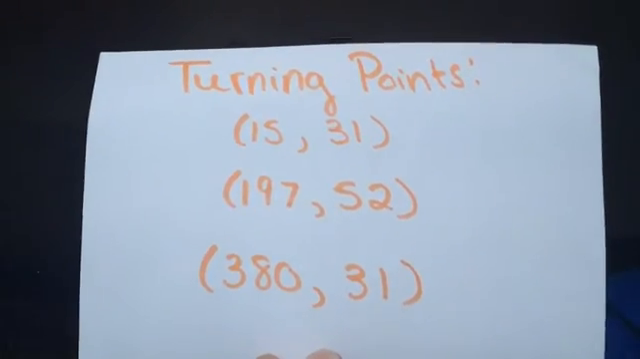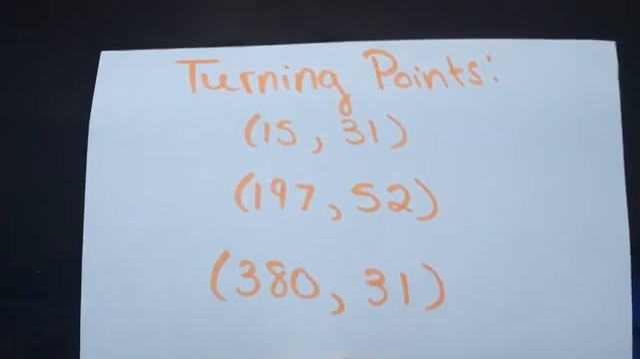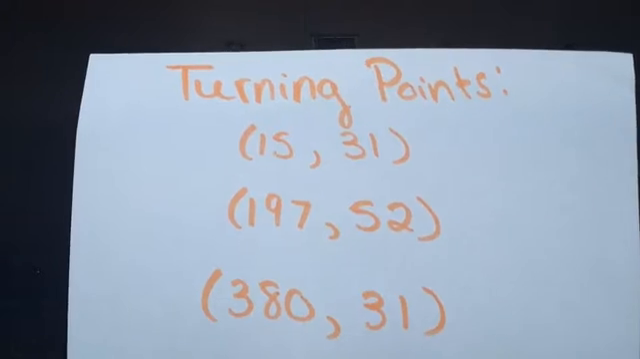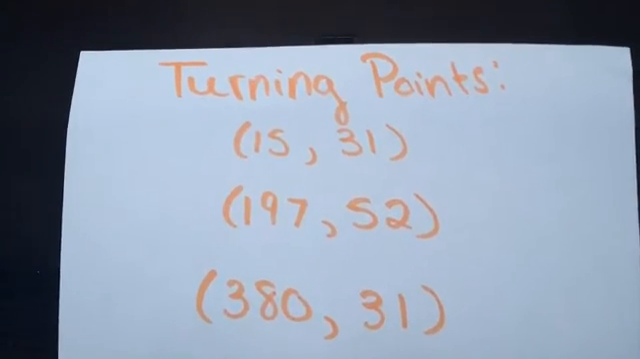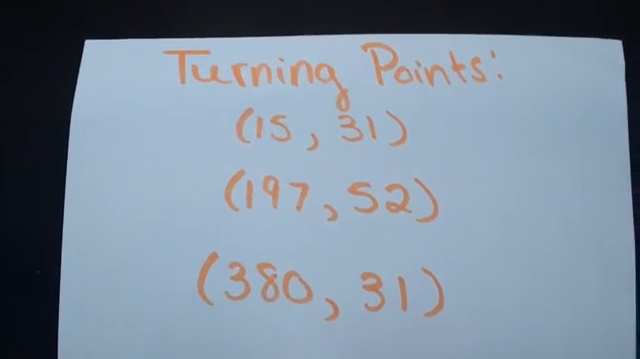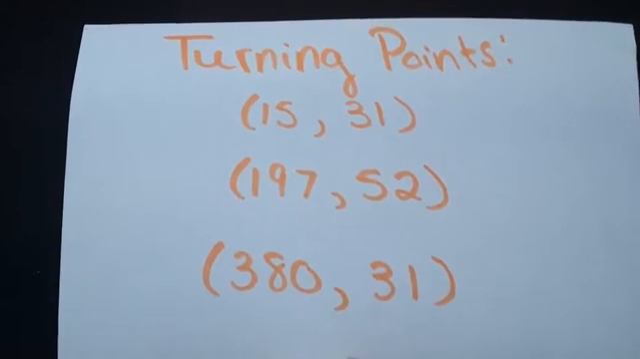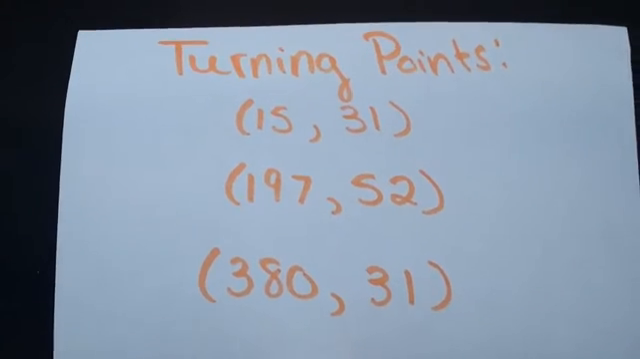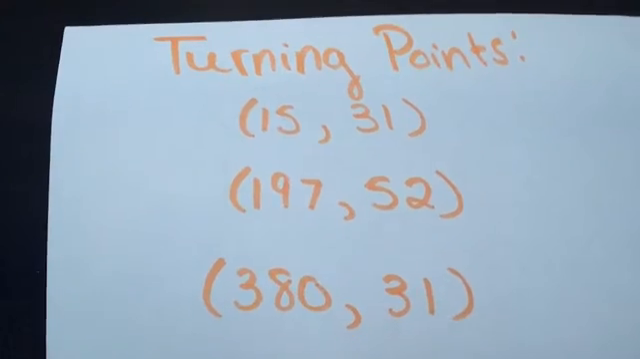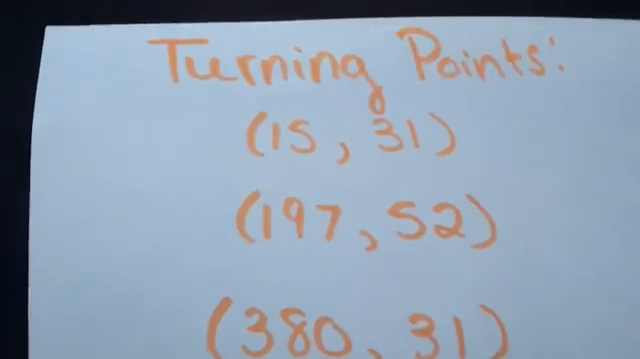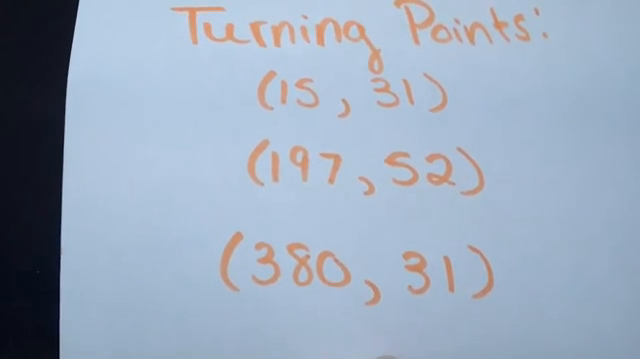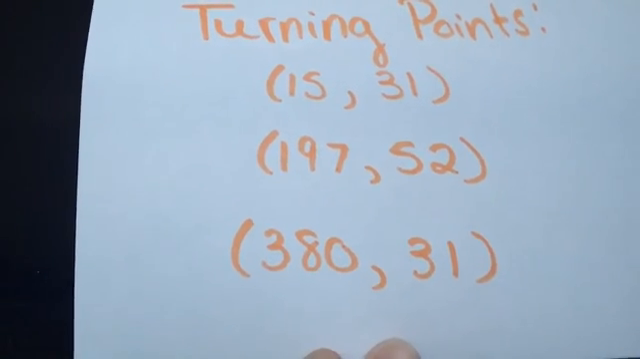And then we have turning points, which are going to be the high and low points on our graph. So we see our first turning point at 15 days and 31 degrees Fahrenheit. So that's going to be the lowest temperature that you're going to reach here. Then at day 197, we have 52 degrees, which is going to be the highest point that we're going to see, and temperatures are going to go from increasing to going back down at this point, and they're going to go all the way back down to day 380 again at 31 degrees.